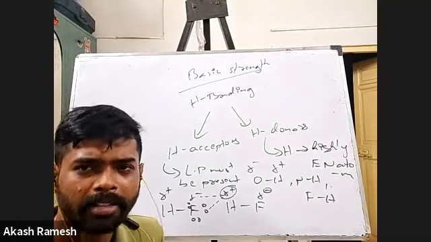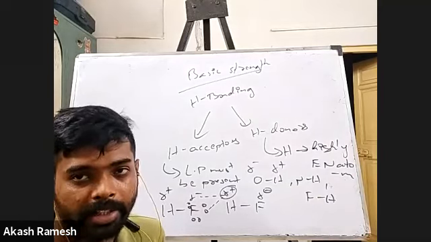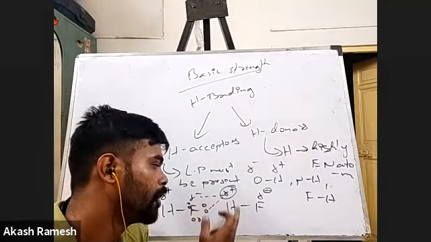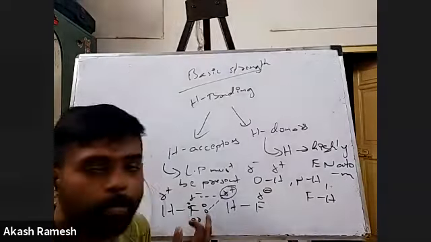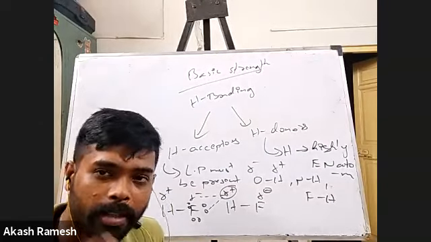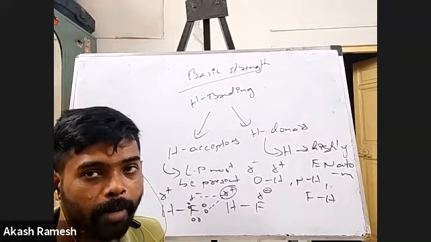Either way, so basically lone pairs are negatively charged. Electrons are negatively charged, so the lone pair is definitely negatively charged. So the interaction is going to be between the del positive of this hydrogen and the lone pair on the other molecule, and fluorine's lone pair is what we're talking about.